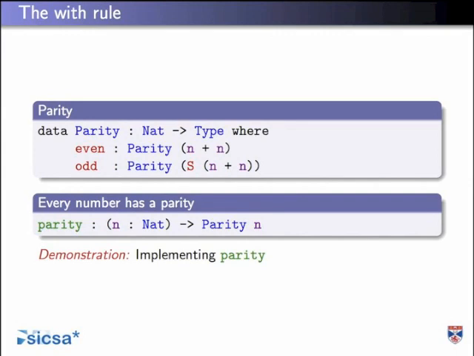So everyone happy with that? Anything weird about the reason for that shows why we need the with rule rather than just case. Using case on the result of that parity wouldn't have told us anything about why the numbers were even or odd. It wouldn't have told us anything about the structure of K. So we needed that just to get the structure of K.